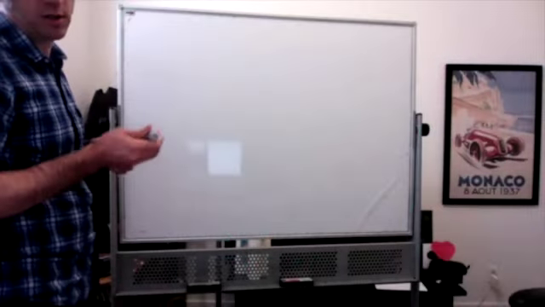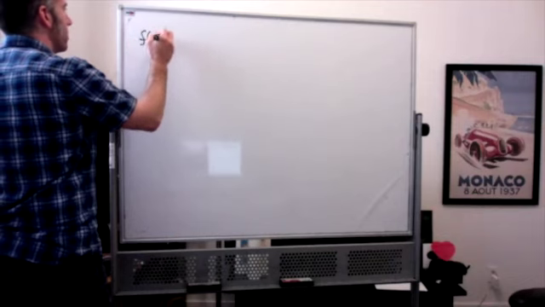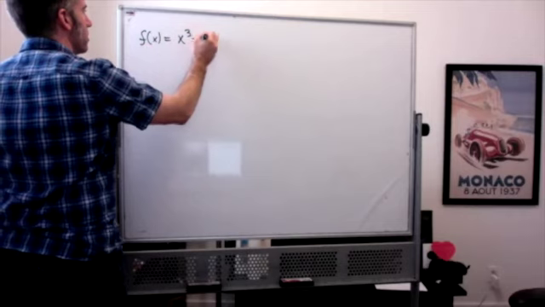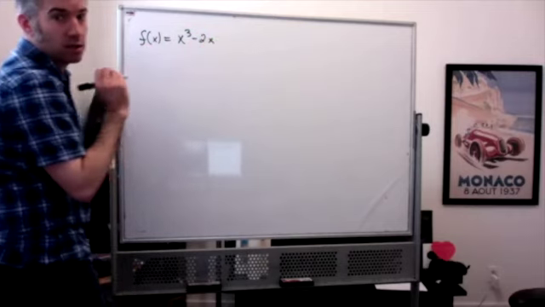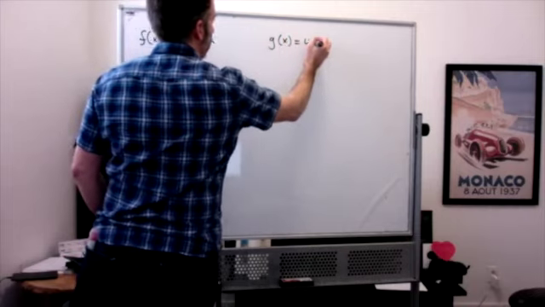Let's look at these two functions. Consider the following two functions. f of x equals x cubed minus 2x, and g of x equals 4x minus 5.